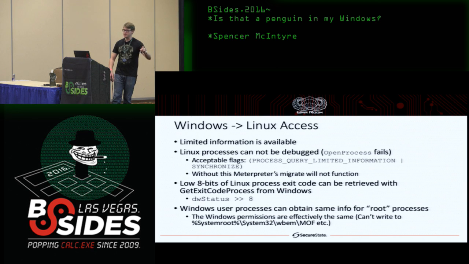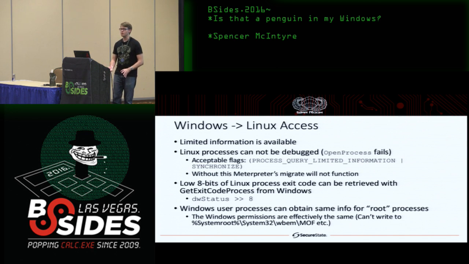With the query limited information and the synchronize permissions, though, you can do a little bit of work. You can check to see that, of course, the process is running. Probably the most useful thing that you can do, however, is wait for the process to exit, and you can immediately get the status code out of the process.